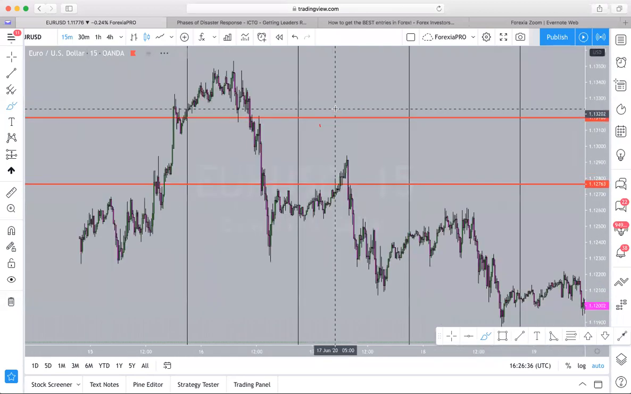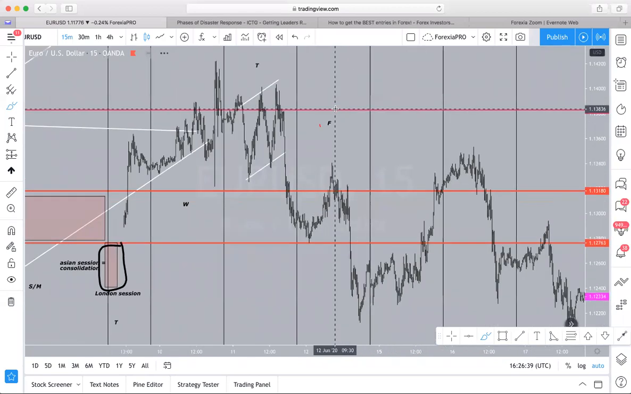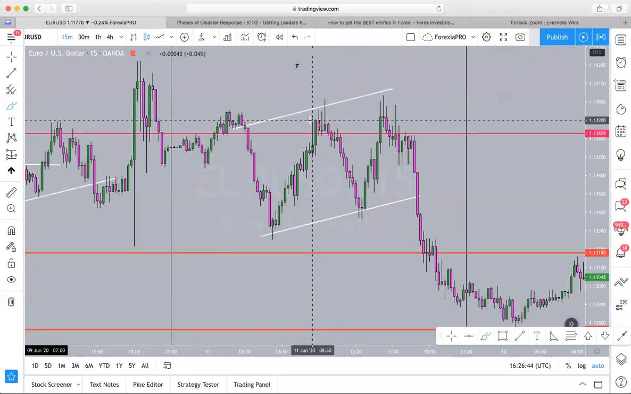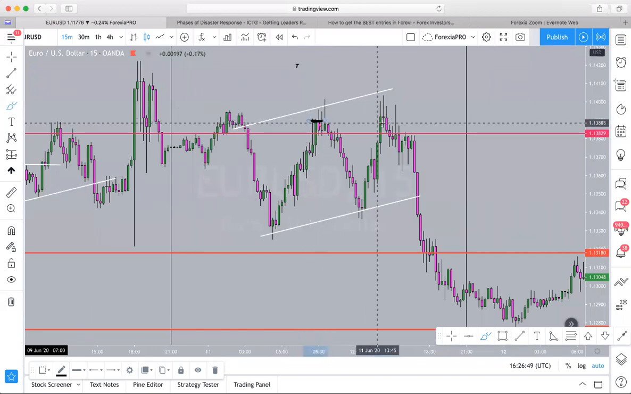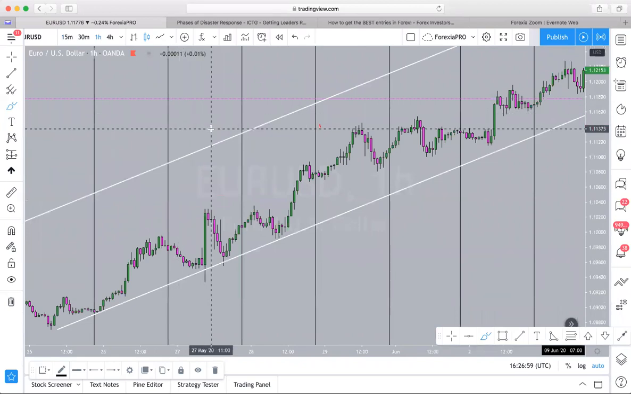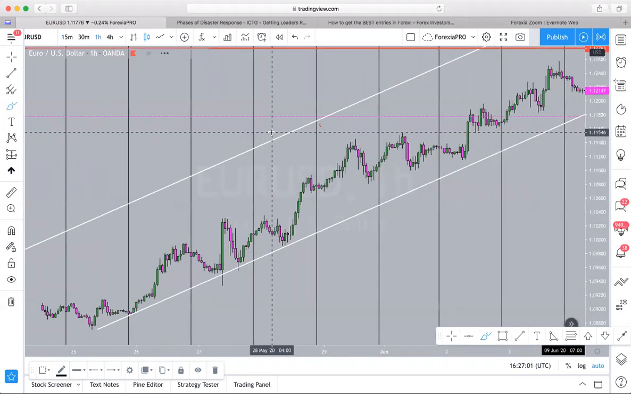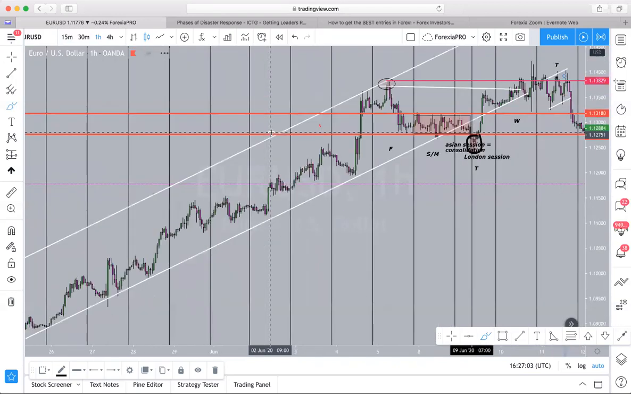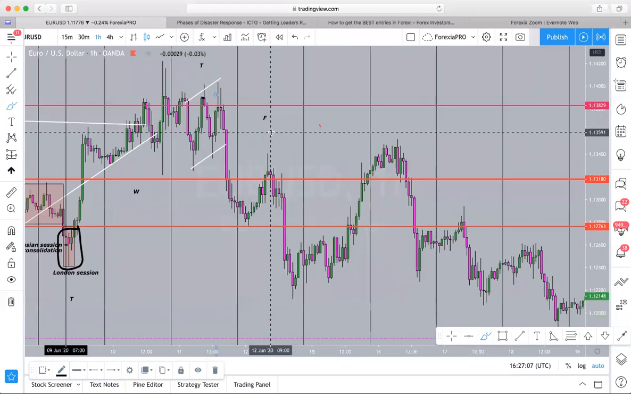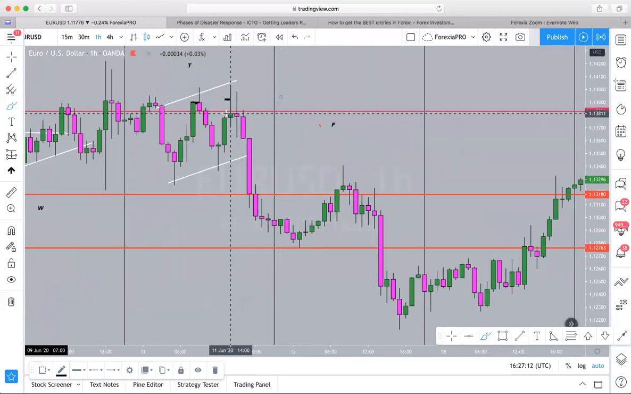What do I mean by that? These candles here, the body of these candles closed here. The body of these candles closed here, making a higher high. Yet, if we look at a 1 hour time frame, it's way lower.